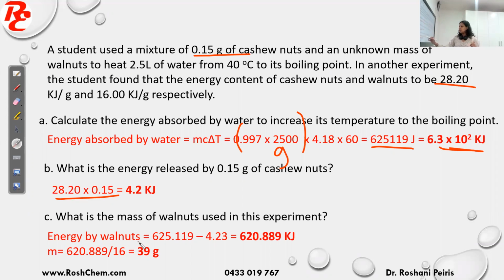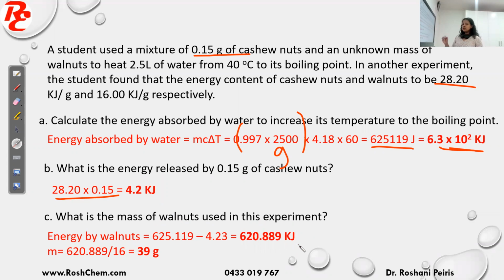Energy by walnuts: this is the energy absorbed by water. So I use the original answer before you round off. I use that answer here, but I made it kilojoules because this value is in kilojoules, right? Then minus the energy released by just the cashew nut. So therefore this is the energy released by the walnuts. So this much energy was released by an unknown mass of walnuts.